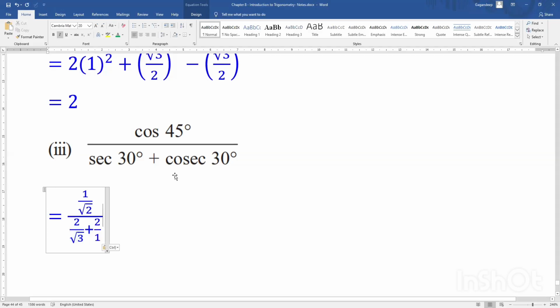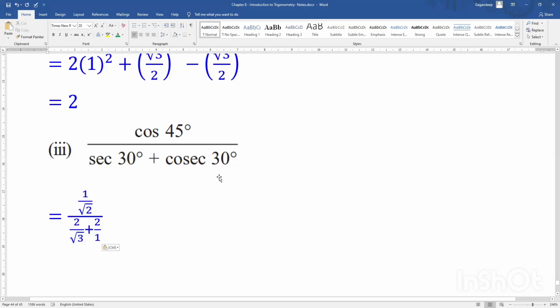Okay. Then, yeah, I repeat once again. So cos 45, write it as 1 by root 2. And secant 30, we can write as 2 by root 3, because cos 30 is root 3 by 2. So secant 30 will be 2 by root 3.